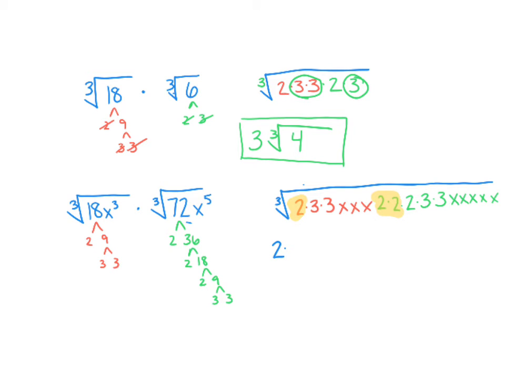All right. So now let's look at the 3's. I've got 1, 2, 3 3's. So we can multiply 3. We're going to multiply the things on the outside together that we pulled out. So 2 times 3.